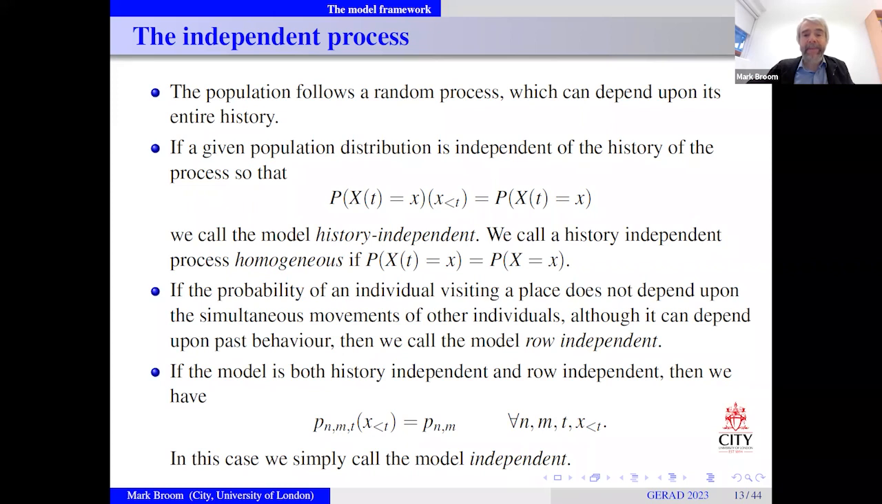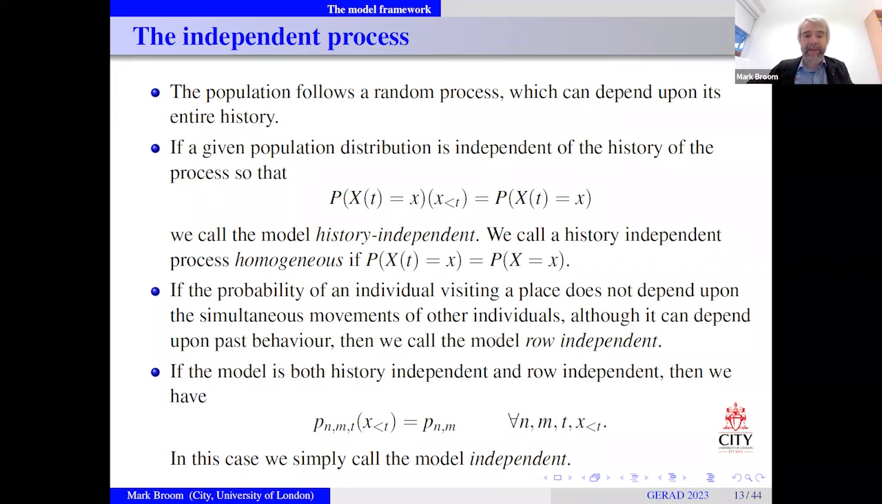It can be that all of us move together in some way. So there might be some kind of herding or some kind of avoidance behavior. So there might be some correlation between where you and I go. And so even when there's history independence, there might be that.